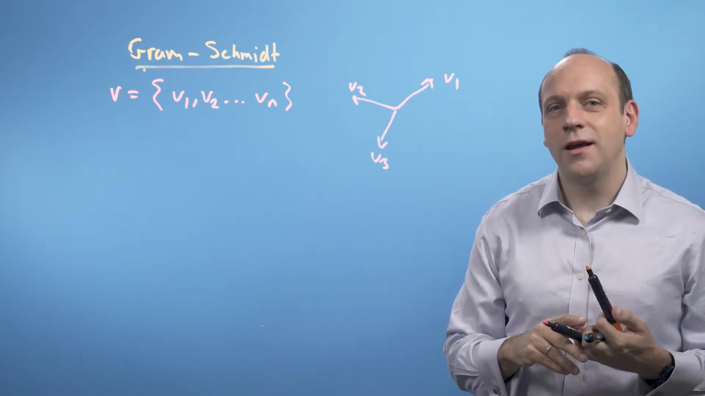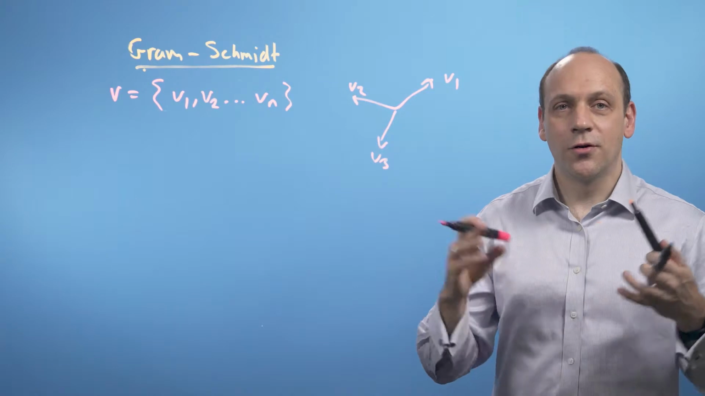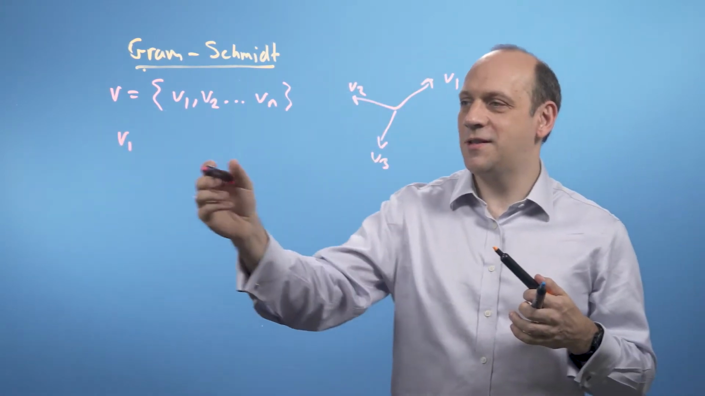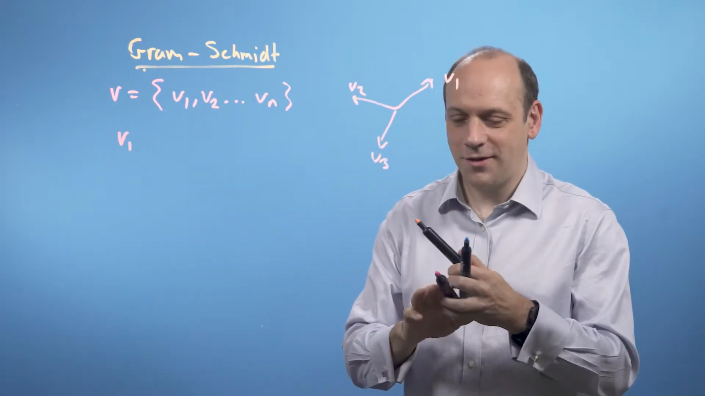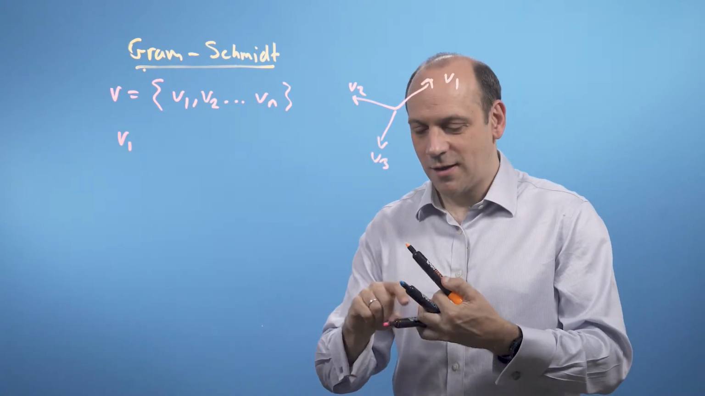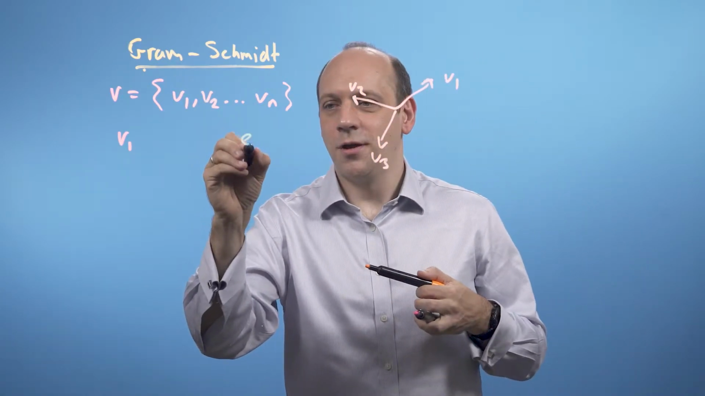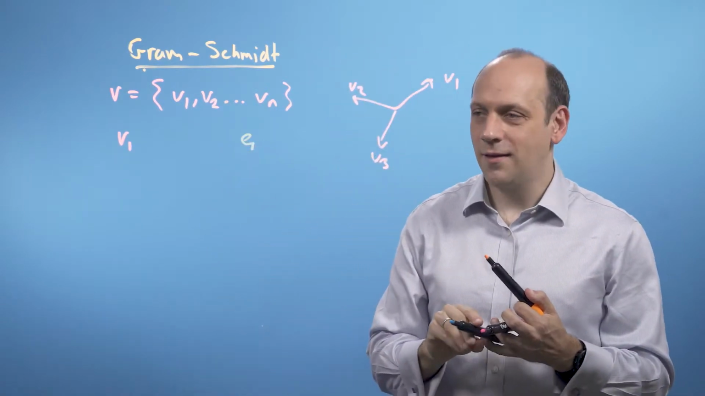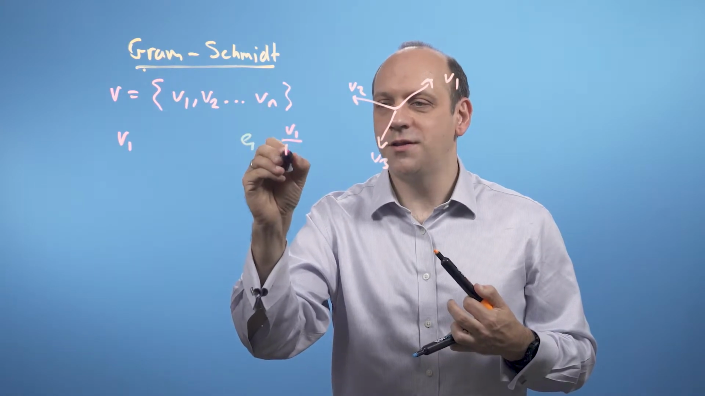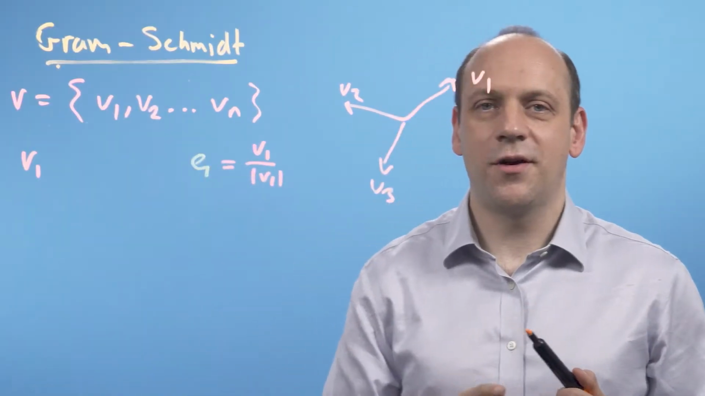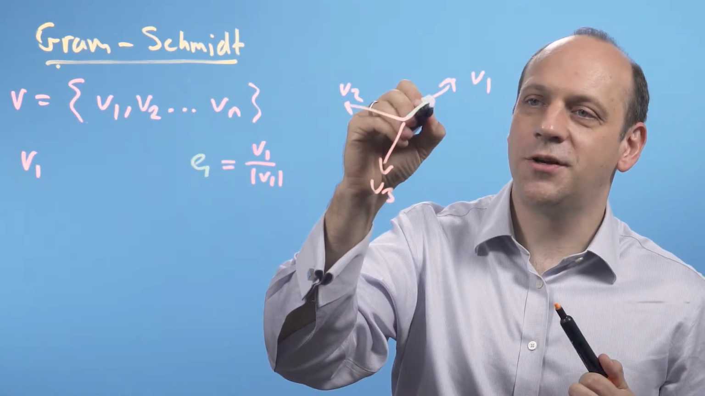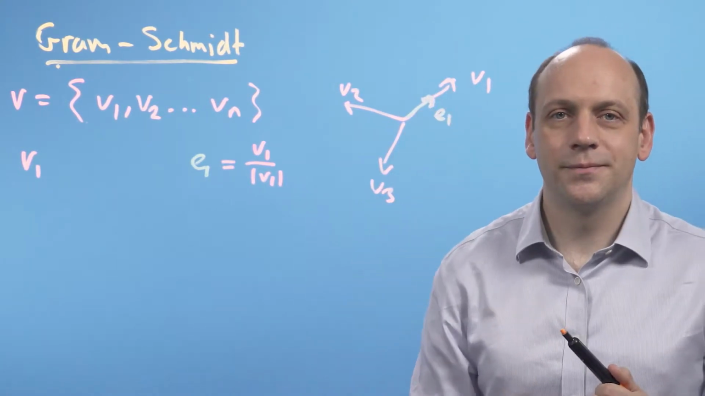Let's take arbitrarily the first vector in my set, call it v1. In this first step, v1 gets to survive unscathed. We're just going to normalize it, and we're going to say that my eventual first basis vector e1 is going to be equal to v1 just normalized to be of unit length, just divided by its length. So e1 is just some normalized version of v1.